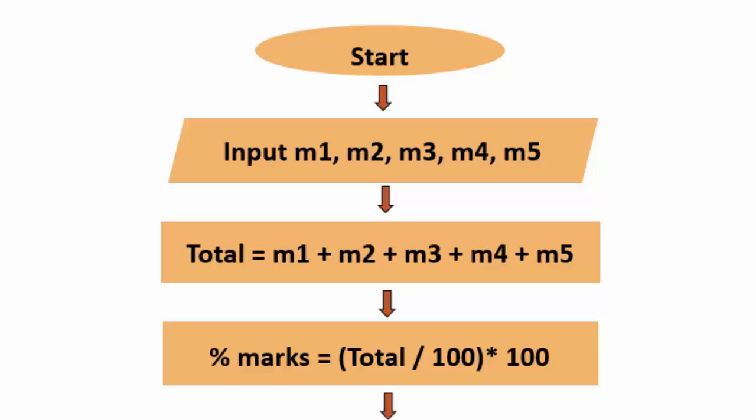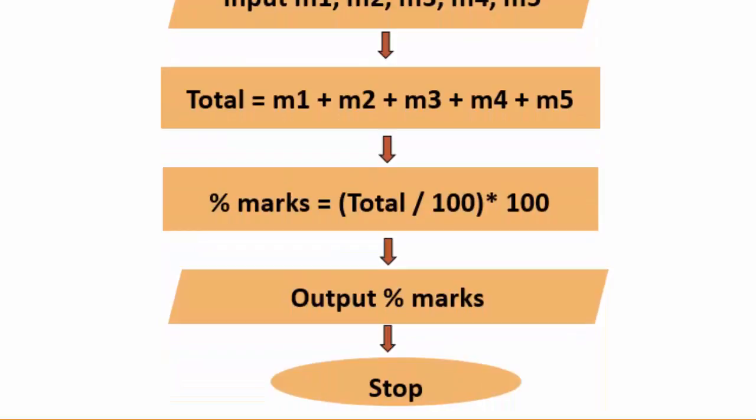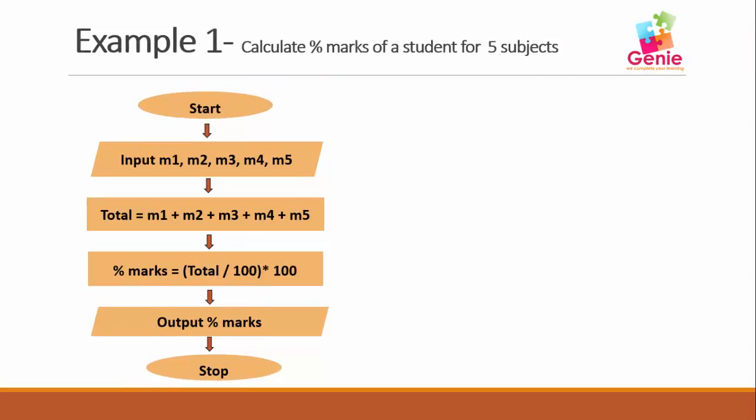To calculate the percentage marks, which is another processing step, so it is written in a rectangle, it is calculated as the total marks divided by the highest score for the subjects multiplied by 100. The next step would be to output the percentage marks. And similar to input, the output also uses the parallelogram shaped box. So the output, that is the percentage marks, is displayed to the user. And the stop statement ends the flowchart.